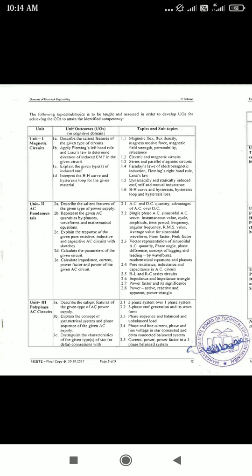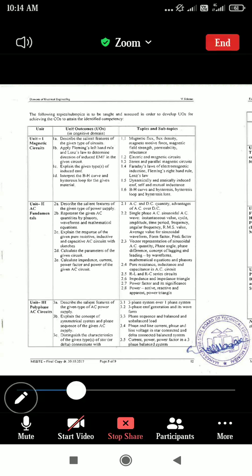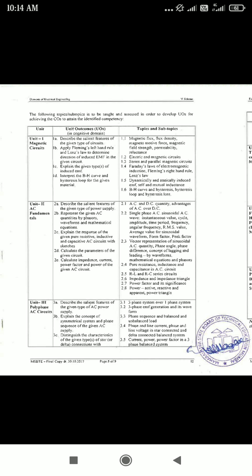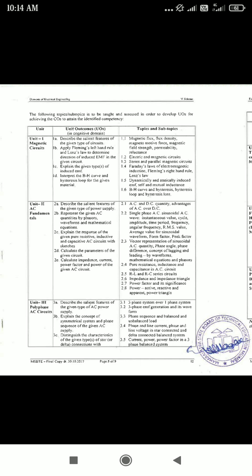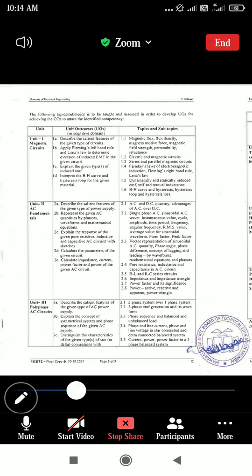Then what is meant by power? You know that power is nothing but the product of voltage and current. It is called power. The unit of power is watt. Then the types of power: active, reactive, and apparent, and the power triangle. This point is also discussed. Overall, in this unit, we discuss the fundamentals of AC.